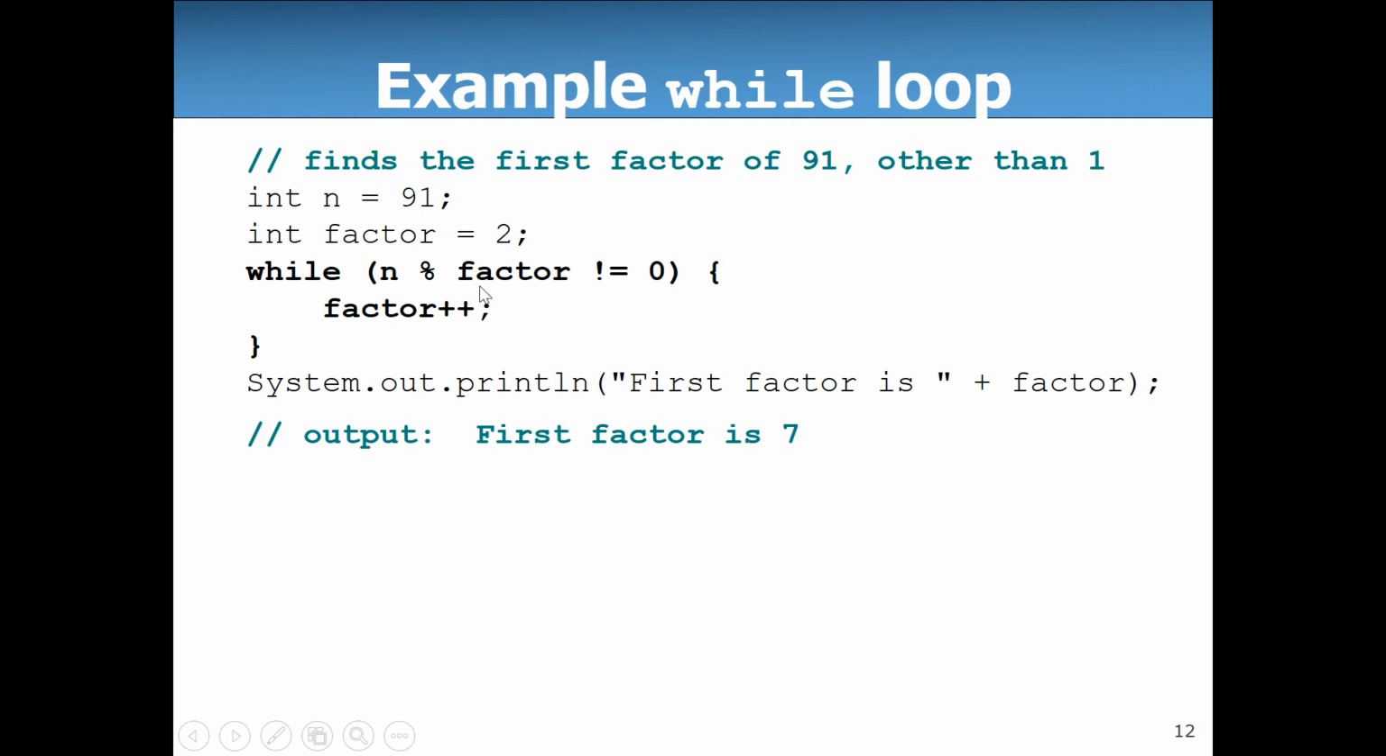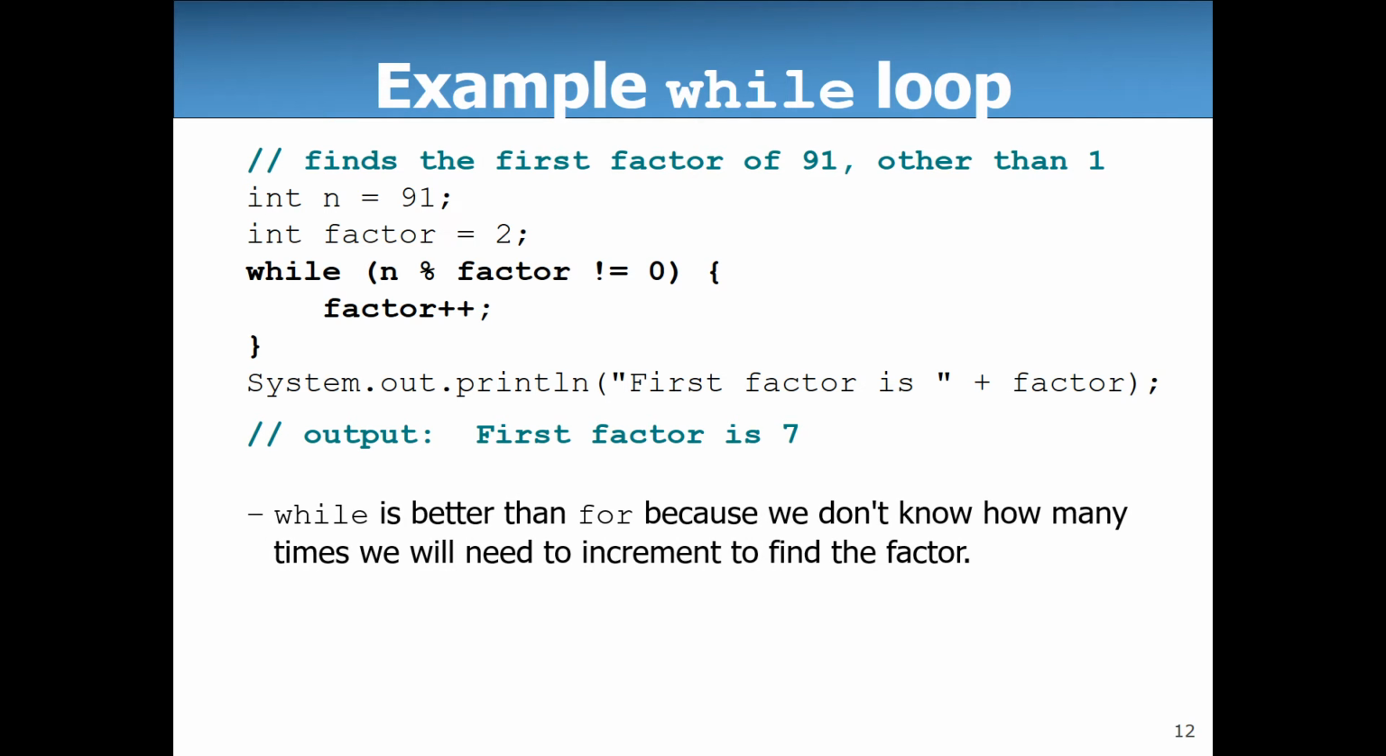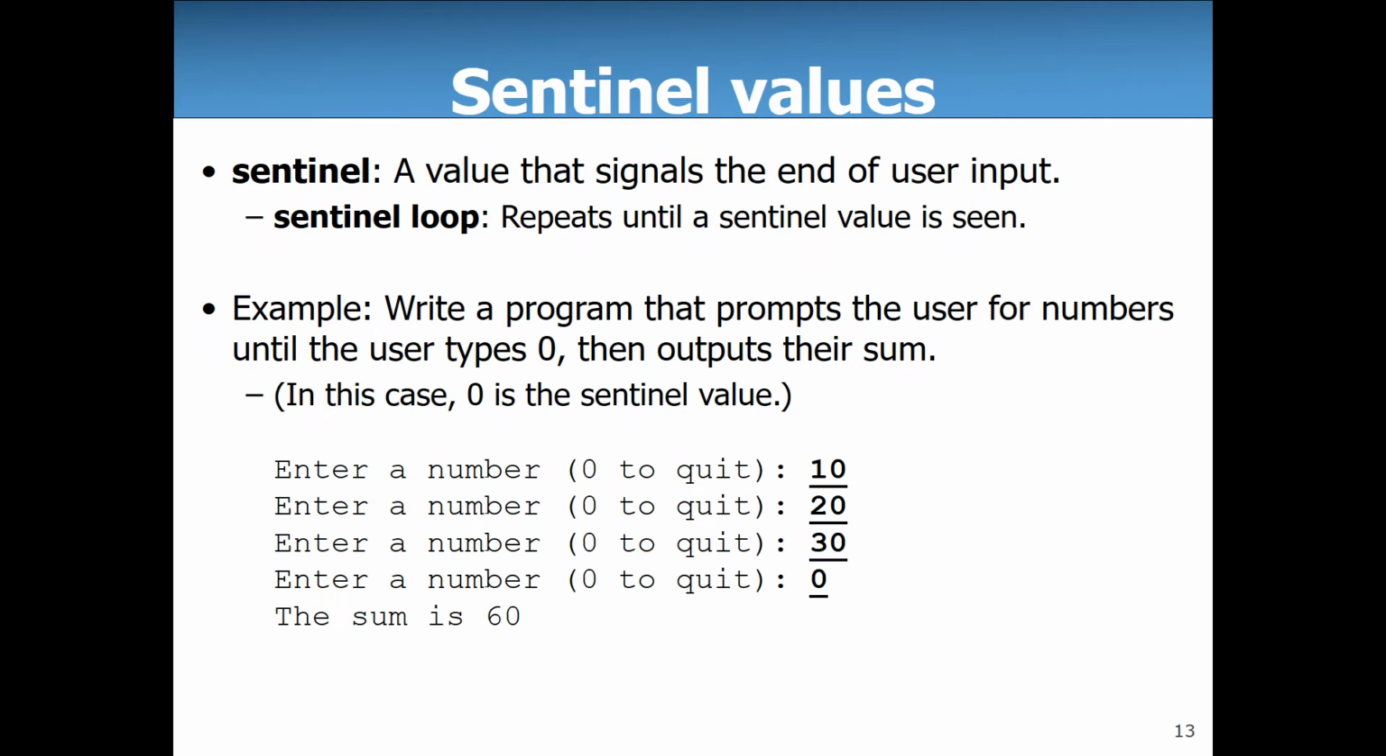What about by 6? And then it checks, is 91 mod 7 equal to something other than 0? Well, 91 mod 7 is actually equal to 0. 91 is divisible by 7. So then it stops, and we print out factor. What's useful about this is that the while loop is good because we don't know how long this is going to run for. We want to stop it as soon as we've hit the first factor, and we don't know how long it's going to take to hit that first factor.